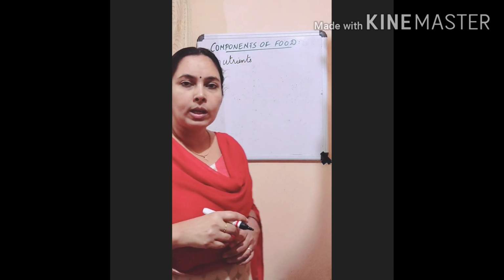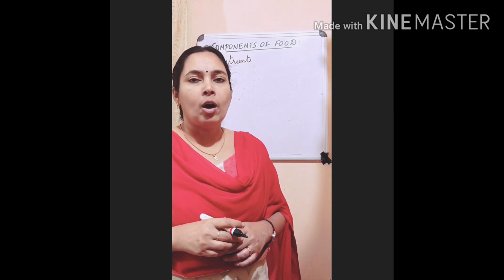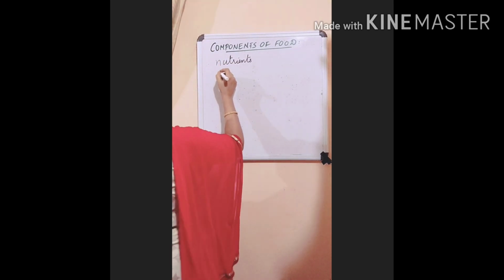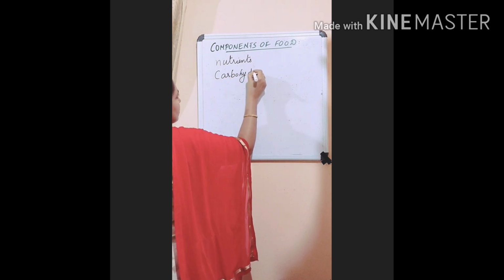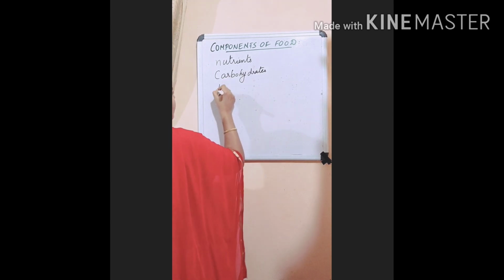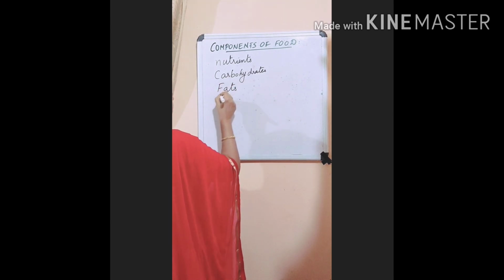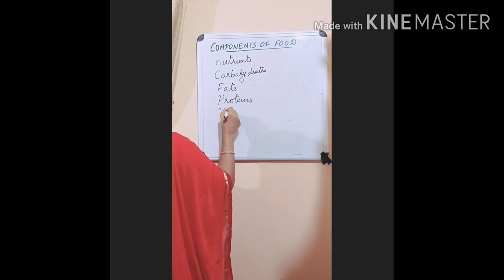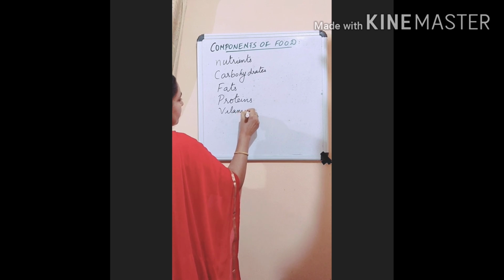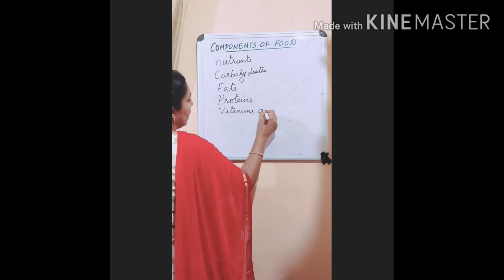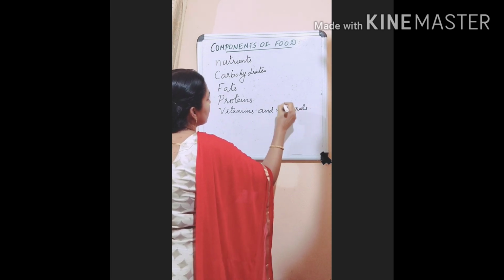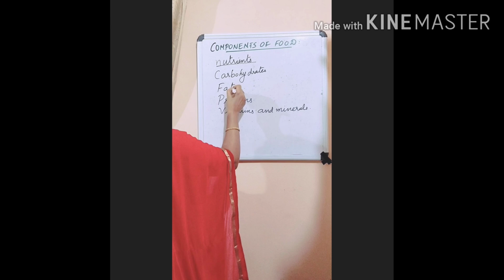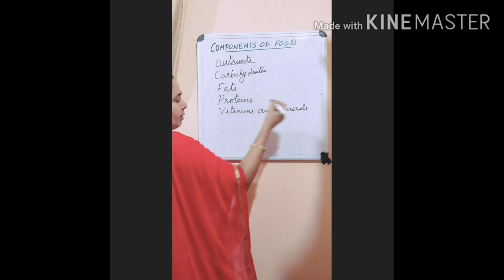And the various nutrients which are needed for our body are carbohydrates, fats, proteins, vitamins and minerals. So carbohydrates, fats, proteins, vitamins and minerals.